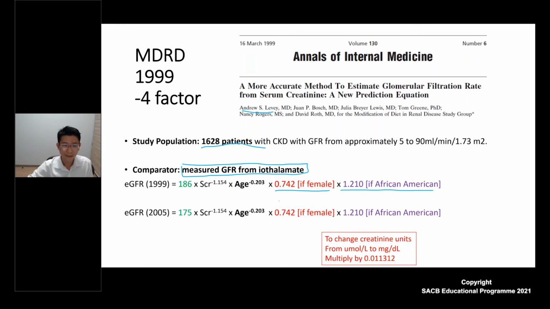Okay. In about 2005 and 2006, because there was a change in the serum creatinine calibration, we changed from non-IDMS to IDMS. So the serum creatinine values generally fall. When you have a smaller serum creatinine value to the power of a negative value, you get a bigger value. So therefore, you need to correct it with a smaller value. Therefore, 186 becomes 175. I believe as of today, a number of labs are still using this MDRD equation.